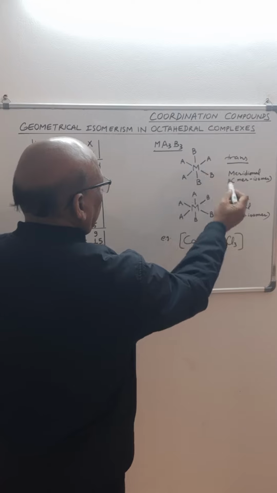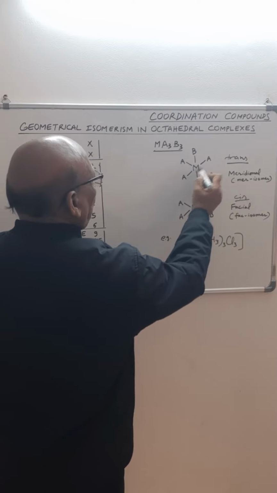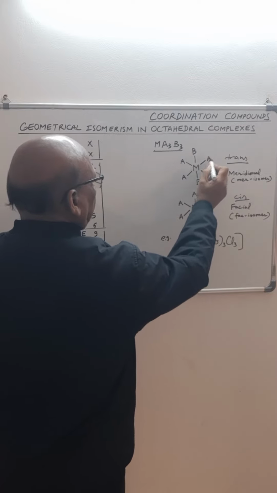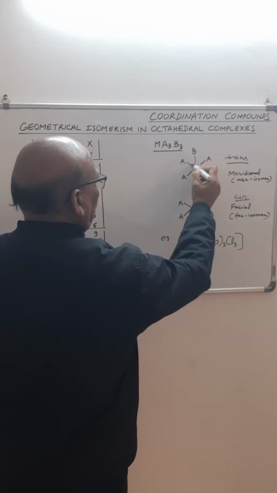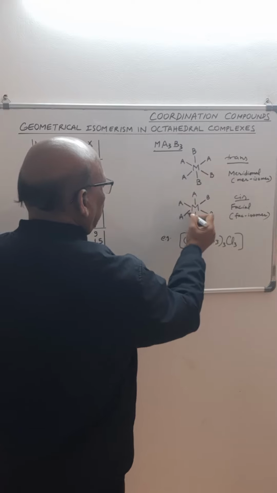And in the case of meridional, these 2 A's are at 180 degree to each other. They are far apart. So the angle among all the 3 A's is not 90 degree. Here, in facial, the angle among all the 3 A's is 90 degree.